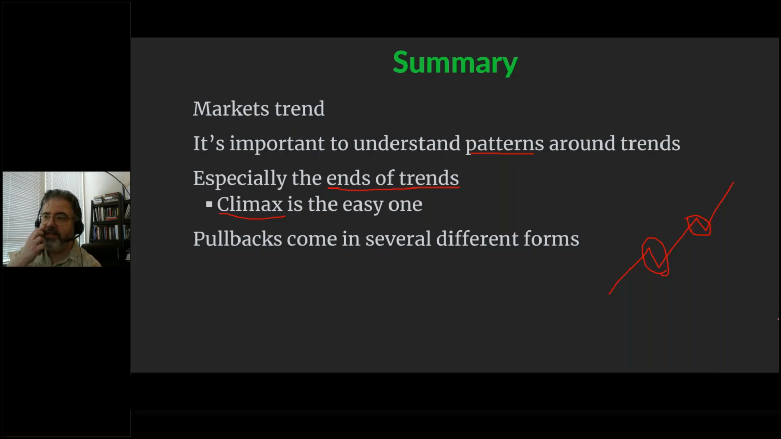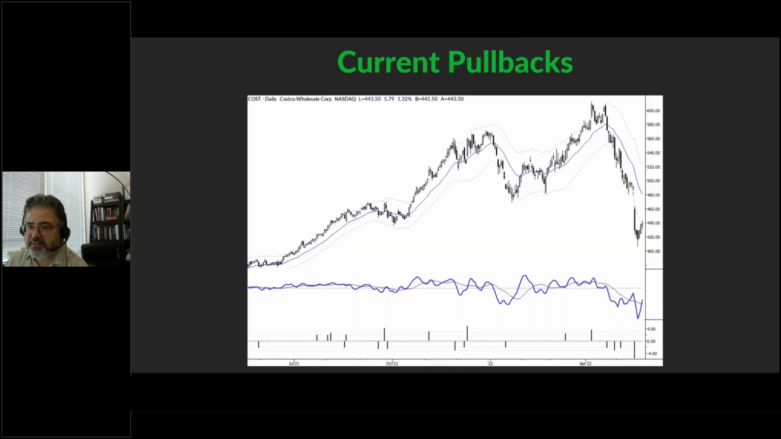So that is the official end of today's session, but let's look at some current pullbacks. Here's Costco. This is an example of a market that has been down quite a while. We've declined from over 600 to roughly 400-ish, and now we're putting in... and by the way, I've been speaking with you here, so I'm not looking at the market.